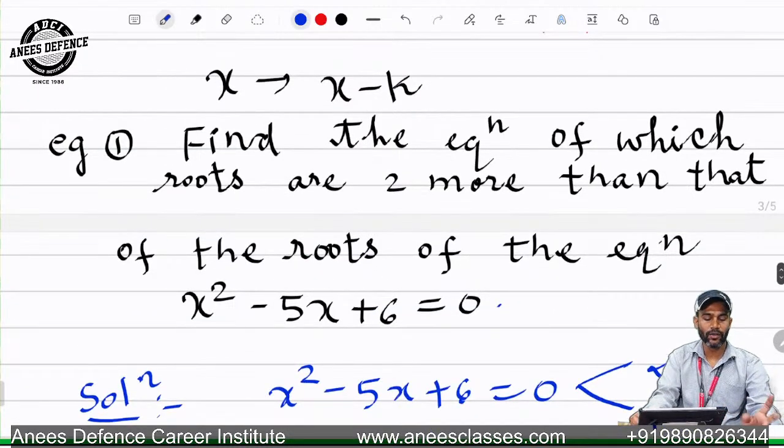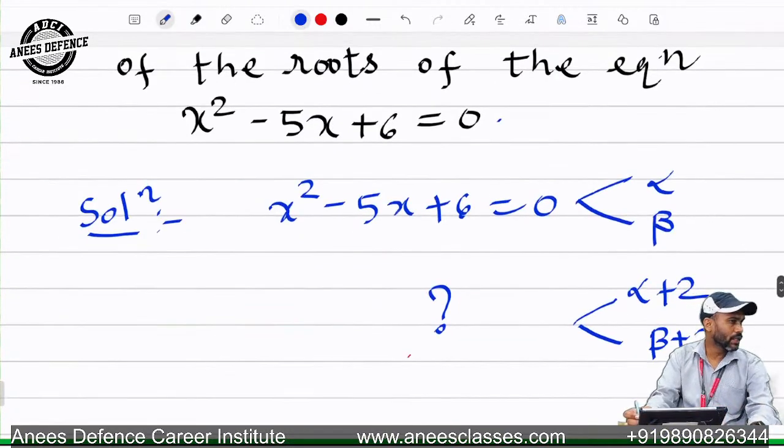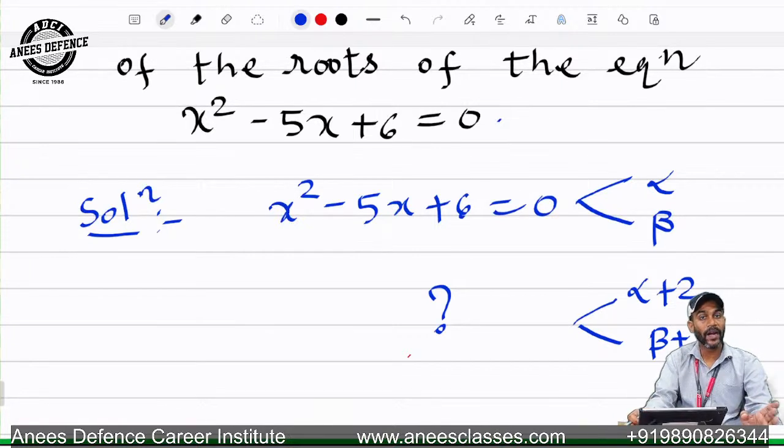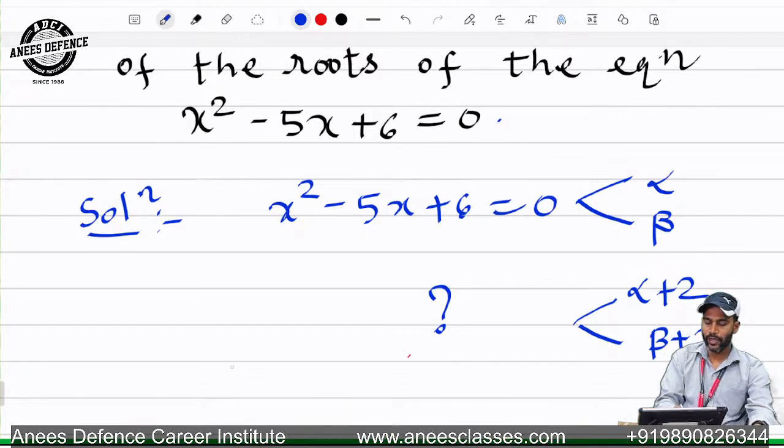2 more than that of the roots of the given equation, yes or no? So suppose alpha and beta are the roots, and then we are supposed to find out the equation of which roots are alpha plus 2 and beta plus 2. So what we have done, we have added 2. So what we have to do, we have to subtract 2 from x, and then replace that x by x minus 2. So we have to replace x by x minus 2.